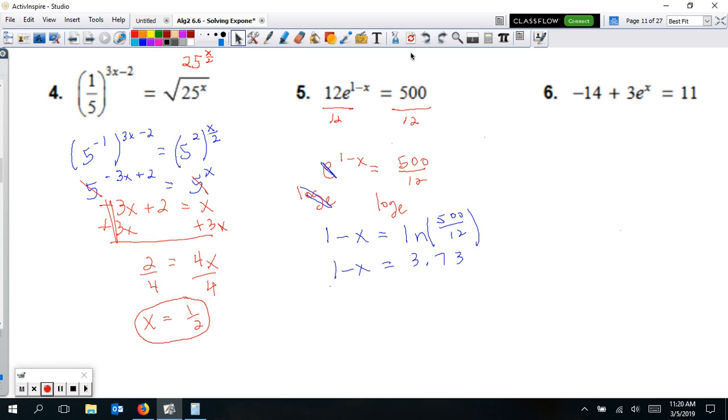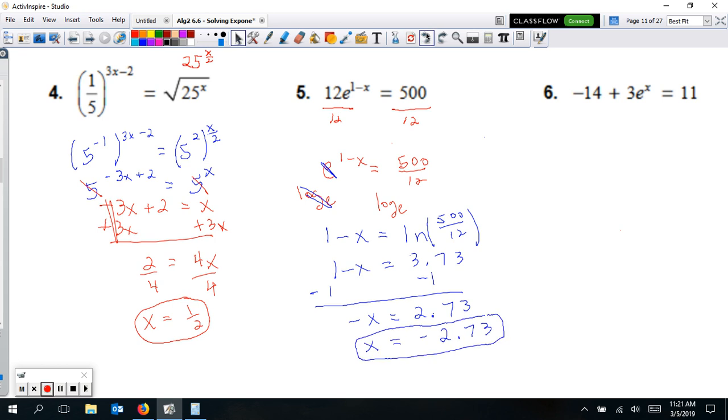Subtract 1 now from both sides. And so that's now going to give us a negative x on one side, negative 2.73, or I'm sorry, positive 2.73 on the other side, just basically 3 minus 1 there. And now we just got to change the sign of both sides so we have a positive x. So positive x will actually equal a negative 2.73 for our answer.